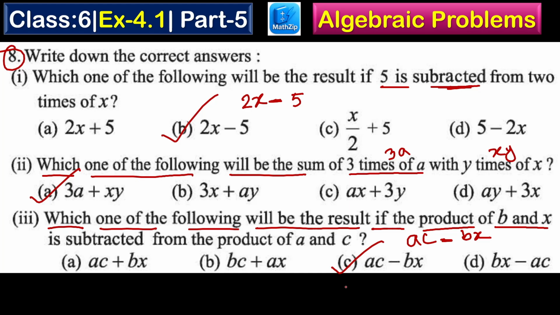And also we have successfully completed our important chapter, which is exercise 4.1. Here we tried to solve lots of algebraic word problems.